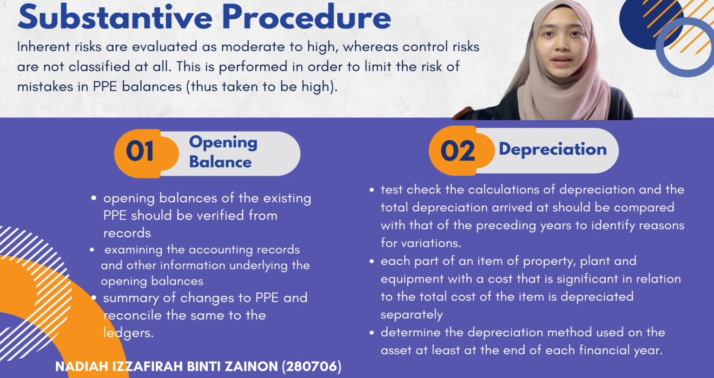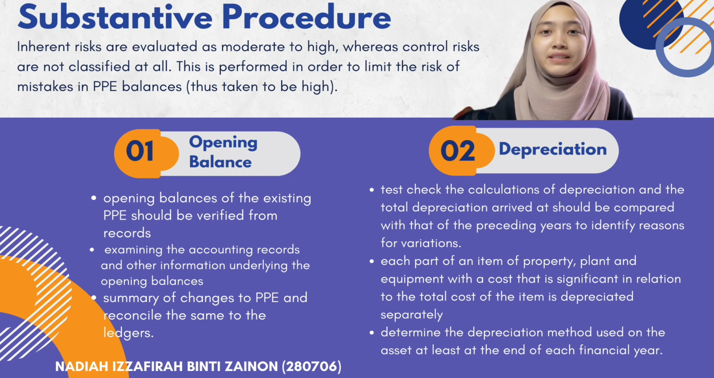Inherent risks are evaluated as moderate to high, whereas control risks are not classified at all. This is performed to limit the risk of mistake in property, plant and equipment balance. Here, I will cover 4 designing substantives, which are opening balance, depreciation, useful life of PPE, and lastly is addition to PPE.